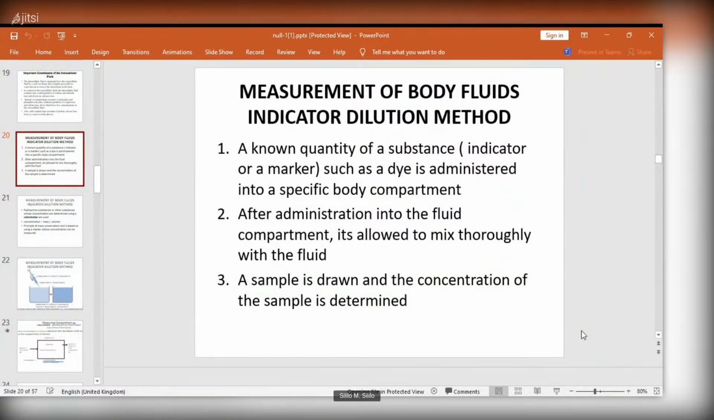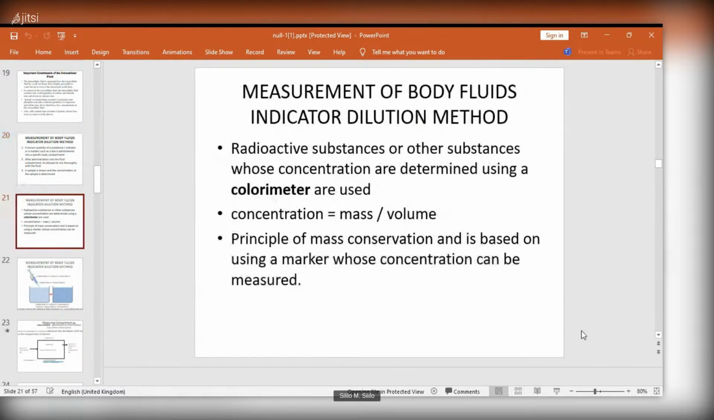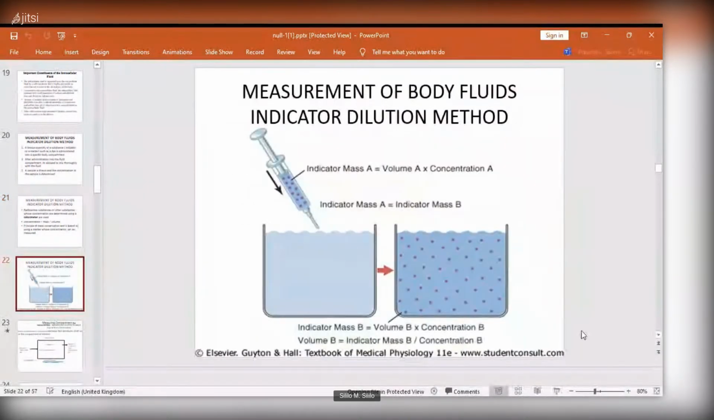Like I was saying earlier on, currently we use radioactive substances, but since we are in Africa, we're going to learn our own methods. Second slide, please. So this is what I was talking about. You have the beaker there, which is just the water. You have your indicator. So you have indicator mass is equal to the volume times the concentration. We already did that. Indicator mass A is equal to indicator mass B.